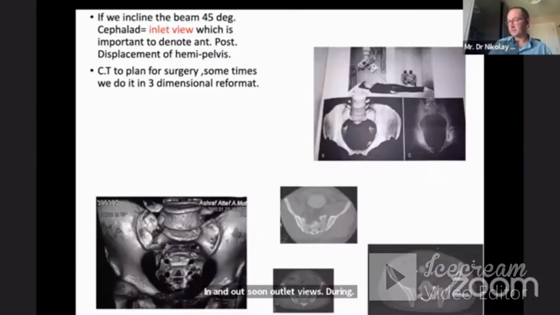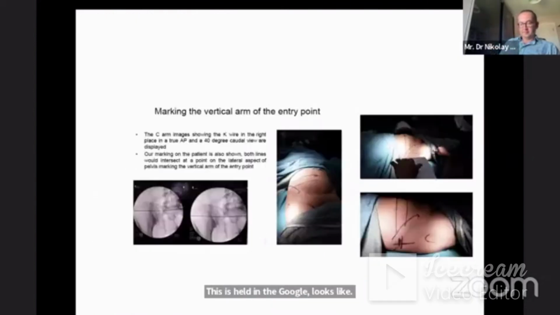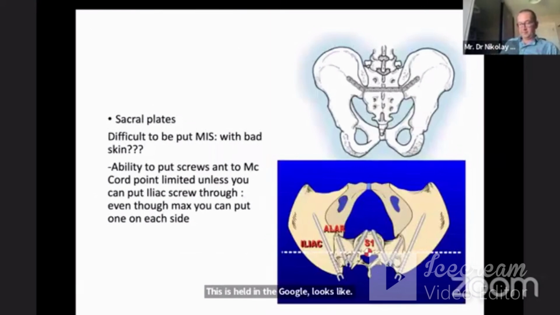This is how the inlet view looks. This is the insertion method. Sacral plates are not minimally invasive, and they need a lot of dealing with the soft tissue, which is already traumatized. There are only very few points where you can put screws through a sacral plate, passing in front of the pivot point, so they are not very effective.